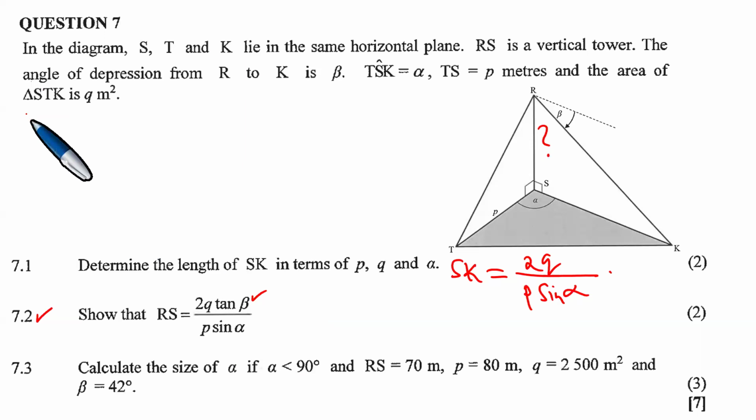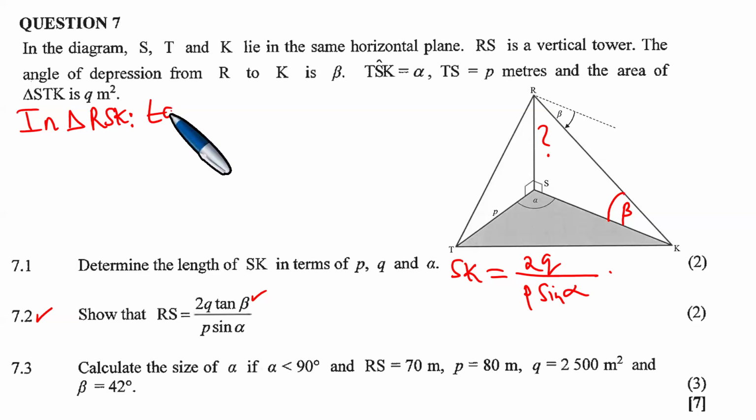we're going to decide to tell the examiner, Mr. Examiner, we're going to work in triangle RSK, where we need the RS, but it's going to involve beta. Beta now is here, and beta is the angle of depression from R to K. The angle of depression from R to K is beta. So here is the angle, which is beta here.